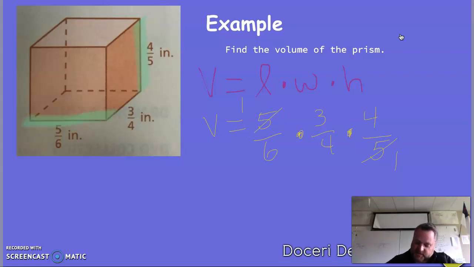Now I also notice I have a 4 here and a 4 here. I can divide both of those by 4. Turns them into 1s. Finally, I notice I have a 3 and I have a 6. I can divide both of those by 3.